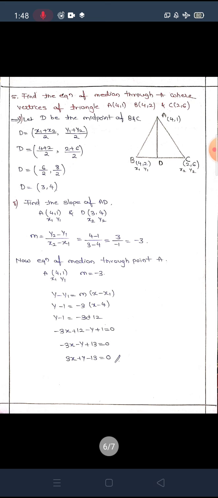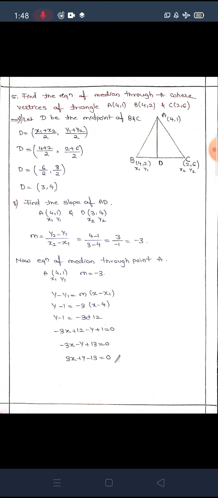Okay. Now we will see how to find the equation of median through a given point. If you have the triangle ABC, first read the question. Find the equation of median through the point A, where the vertices of the triangle are A, B and C. They have given the coordinates of A, B and C.